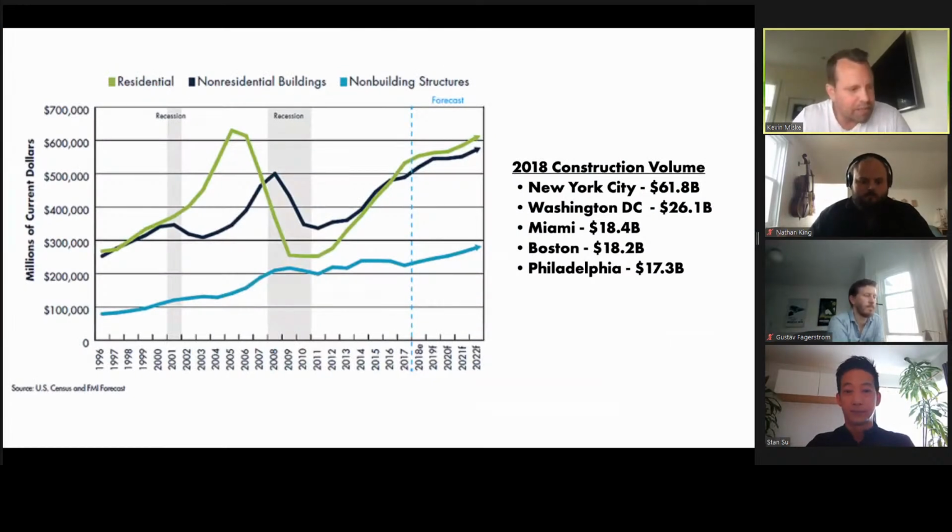I'm going to start by talking a little bit about our perspective on the AEC industry. This just shows the volume of construction dollars.